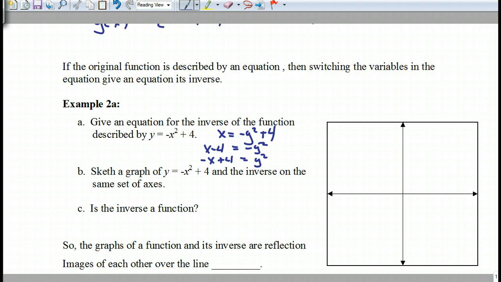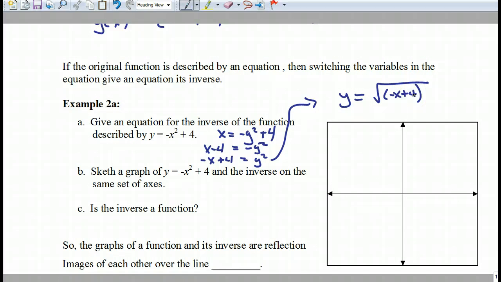All right, so now we want to take the square root of this. I'm just going to move this up here because I'm running out of room. So y equals the square root of -x plus 4. Huh? They're y's. Sorry. No, we're going to leave it like this. Yeah, this is how it stays. Okay?